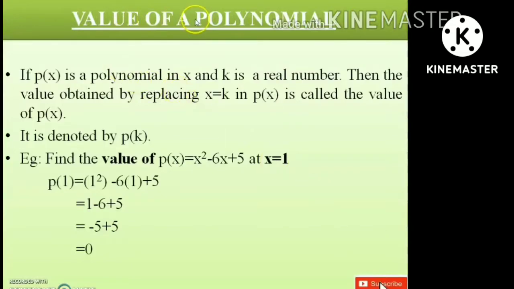Now, what do we mean by the value of a polynomial? Value means, in place of any variable of the polynomial, if we substitute a real number, that is called the value of a polynomial. For example, find the value of p of x is equal to x square minus 6x plus 5 at x is equal to 1. Here I am substituting 1 in place of x. So 1 squared minus 6 into 1 plus 5. 1 squared is 1, minus 6 plus 5. 1 minus 6 is minus 5, plus 5. That is equal to 0. So here, what is the value of the variable? The value of the variable is 1, because it is a real number and I have substituted that in place of x.